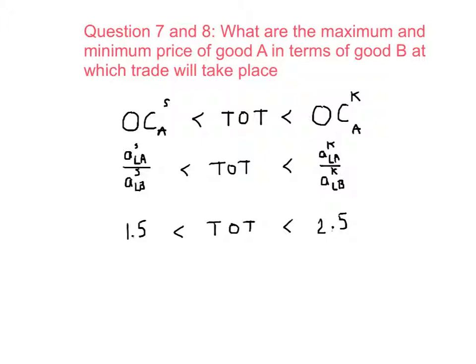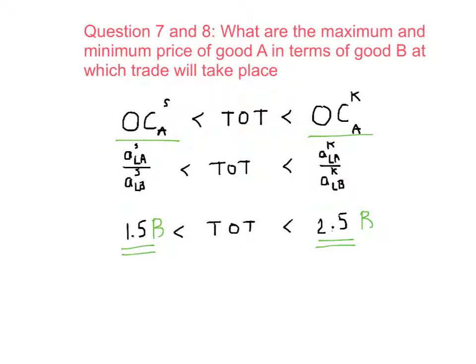So if we're looking at a terms of trade that is expressed as how many of good B it takes to get one good A, then we have to look at the opportunity cost of A in the two countries. And we have already calculated these things. We know that the opportunity cost of A in Sweden is 1.5 B, and the opportunity cost in Korea is 2.5 B. So we know that the terms of trade is going to be in between those two numbers. Here the question is, what is the maximum and minimum price of good A in terms of good B at which trade will take place?